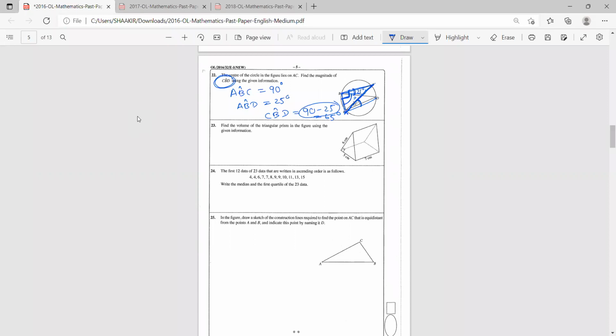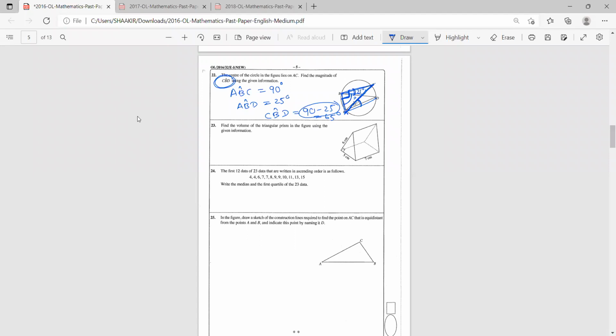Now let's go to the next question, the 23rd question, children. The 23rd question is based on the prism. So prism means, children, you should know how many faces there are for the prism. Anyone knows? I have studied this. How many faces? Not 4. There are 5 faces. What are those 5 faces, children? 3 rectangular faces and 2 triangular faces. Okay, there will be 3 rectangular faces and 2 triangular faces.